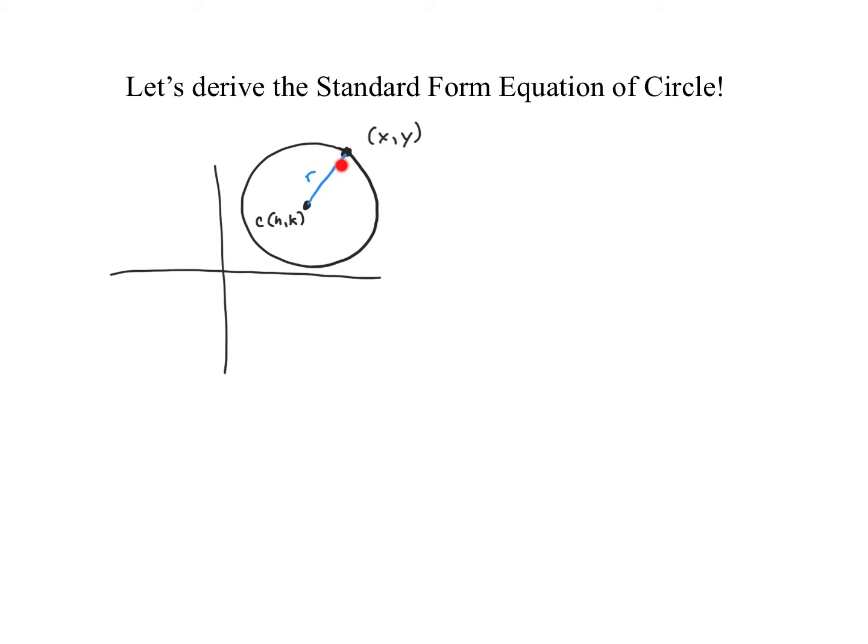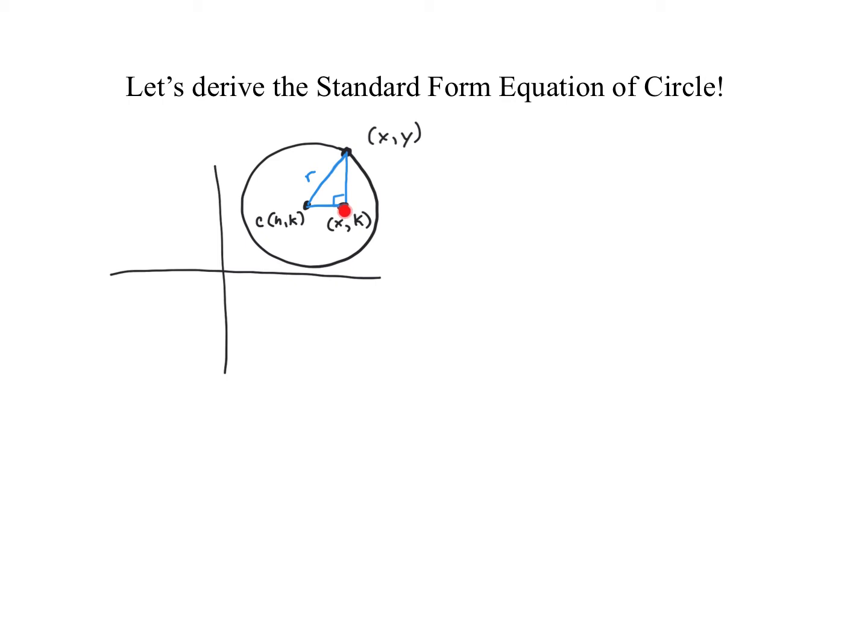Now, to find this, it would be nice if we could turn this line into a right triangle, because then we could define r using the Pythagorean theorem. So if we make a right triangle here, we need to find a point that is perpendicular to the 2 points we already have. So the x value of this coordinate is going to be the same as the x value of this coordinate, because again, they're along the same vertical line. So we could say this is x. And then the y value of this coordinate is going to be the same as the y value of our center. So we'll call it k.